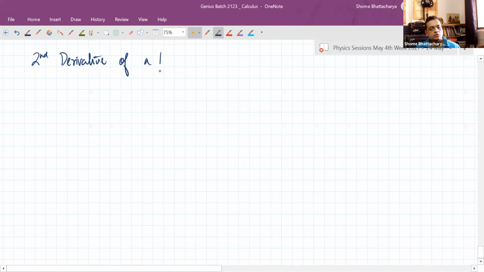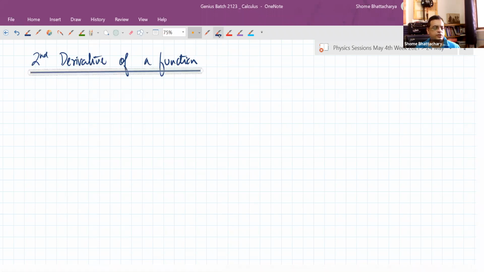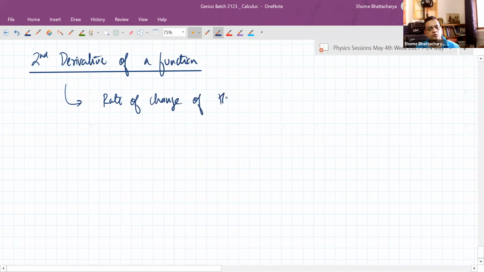So in general, there's also something called the nth derivative, but here we'll first start with the second derivative of a function. So literally what does second derivative mean, definition-wise, for a given function? It is the rate of change of rate of change. The meaning of second derivative is that it is the instantaneous rate of change of the rate of change of a function.